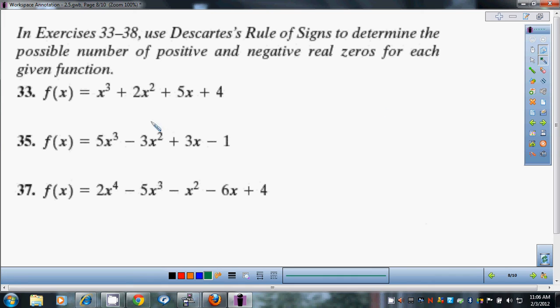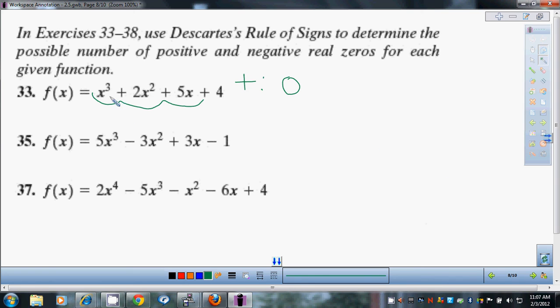Let's look at 33. The Descartes rule of signs says this. How many sign changes are there from one term to the next? Positive to positive, positive to positive. Were there any sign changes? No. 0. That number represents the possible number of positive real zeros.